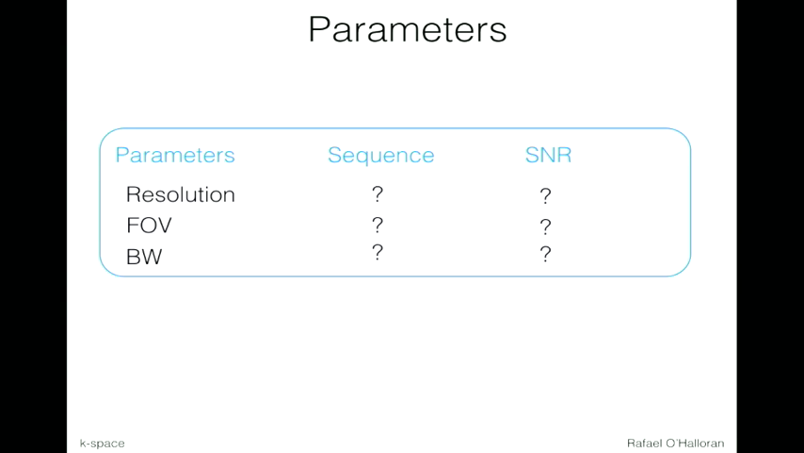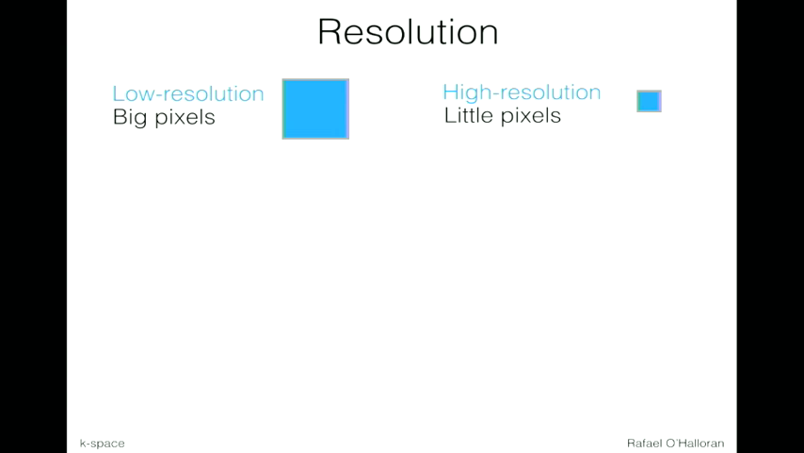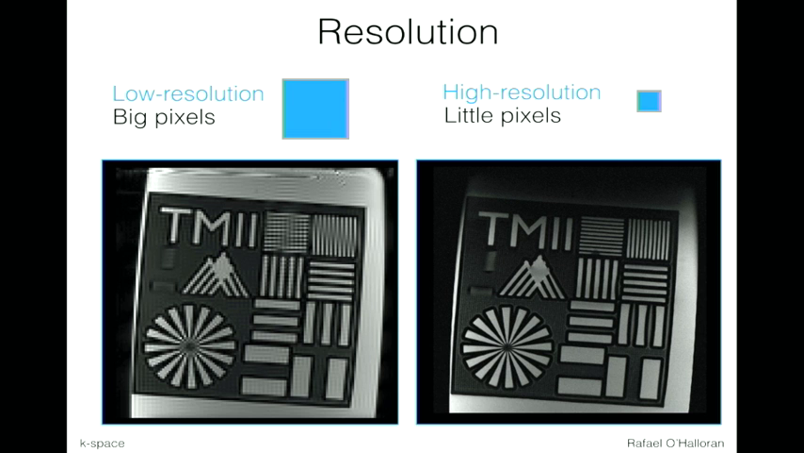Let's talk about some parameters that we can adjust and how this looks in our sequence in our K-space, and then later how it affects SNR. So first, resolution. When we say resolution, we mean basically the size of the pixels in our image. In low resolution, we have big fat pixels, and in high resolution, we have little pixels. No surprise, when we have big fat pixels, the image looks blocky, like on the left. And when we have high resolution, small pixels, we can see fine details, as you can see on the right.